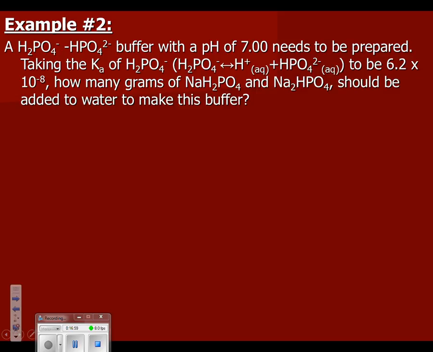I need to figure out how many grams of each one I'm going to need to add to make this buffer. So you're going to actually be doing a lab like this where you have to prepare a buffer. So let's go through the steps. So I know that if I want a pH of 7, then my hydrogen concentration is 10 to the minus 7 molar.